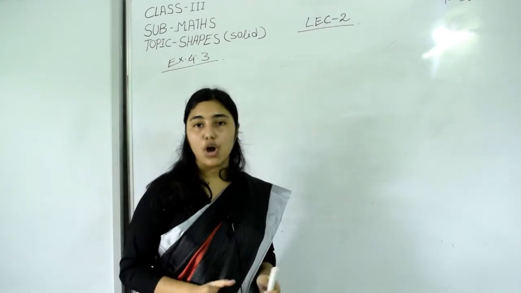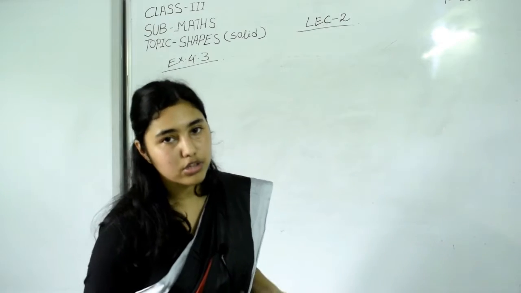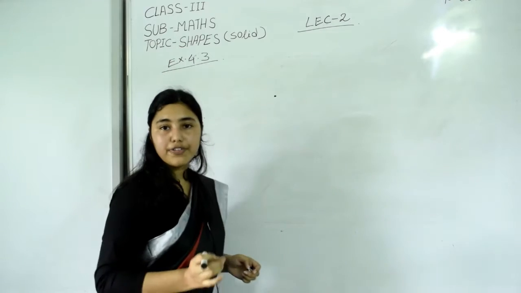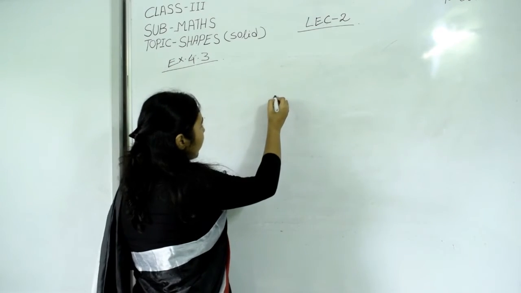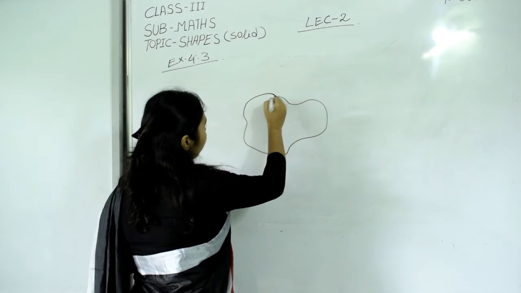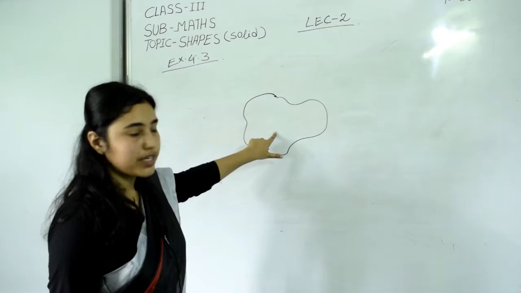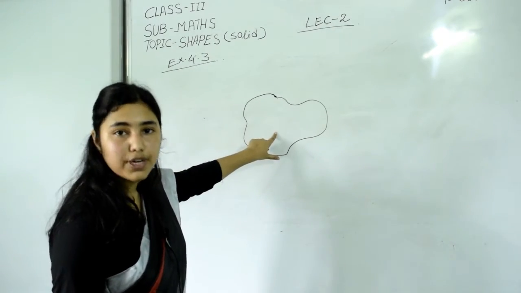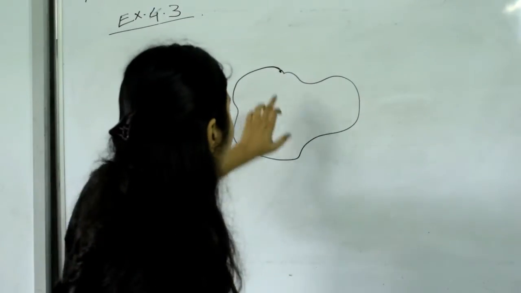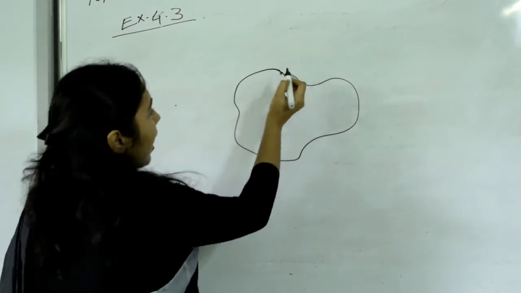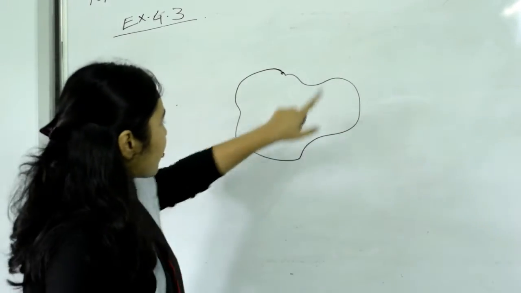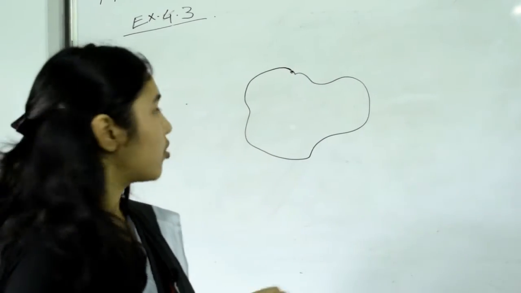Now our next topic is open figure and closed figure. So if we start to draw a figure from this point and end it at this same point, then this type of figure is known as a closed figure. In one line we can say that if the starting point and the end point are the same, then this type of figures are known as closed figures.